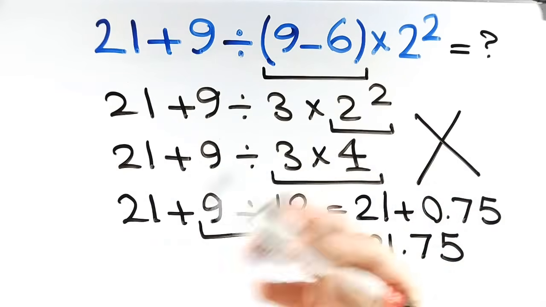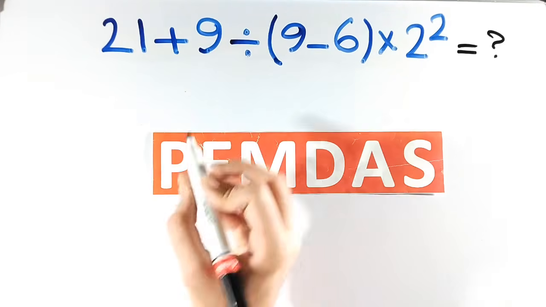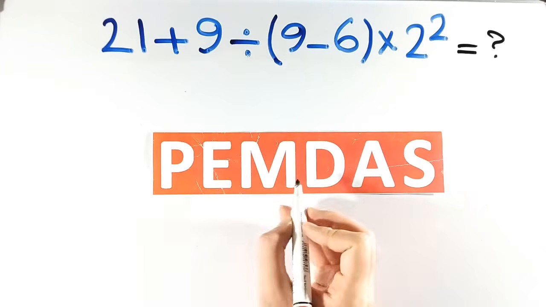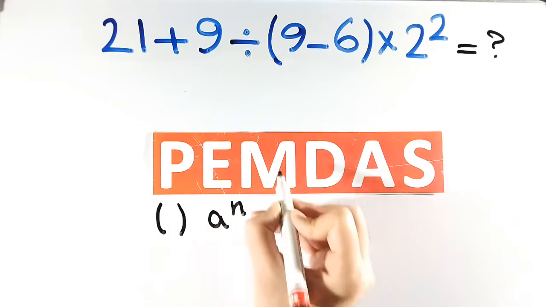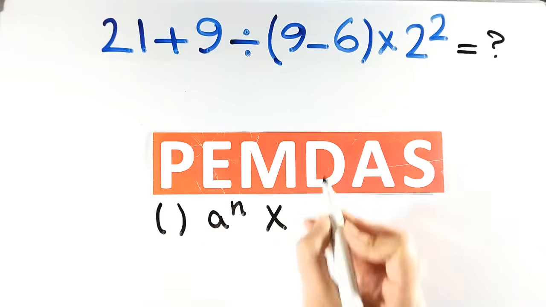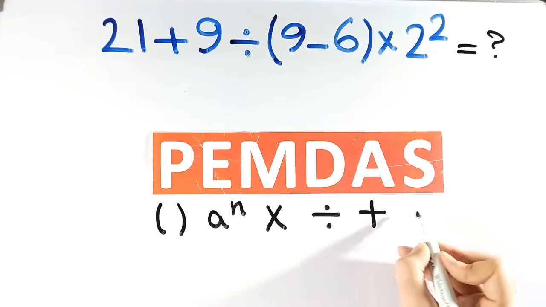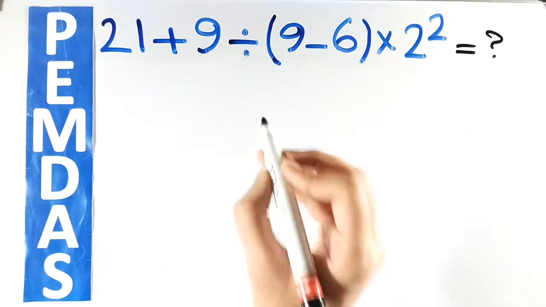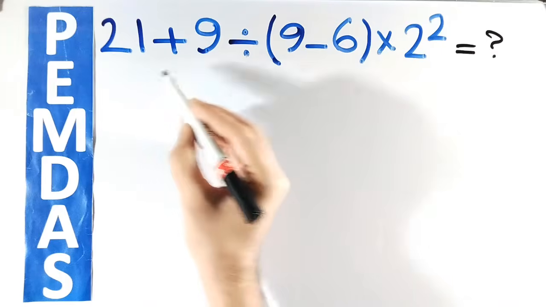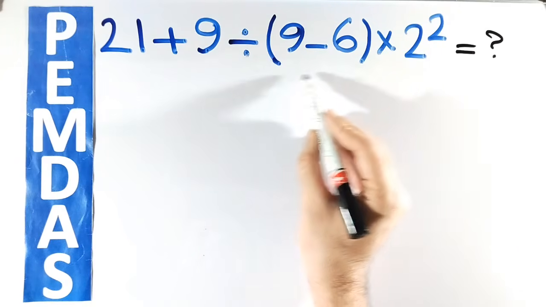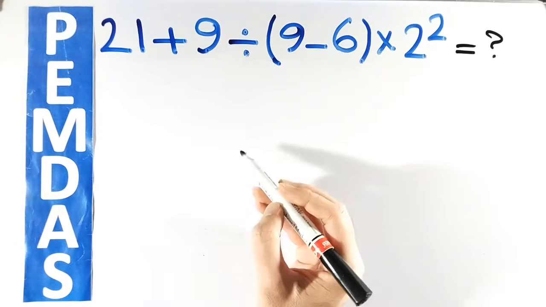Alright, now let me show you how to solve this expression properly. To solve this question, we must follow the PEMDAS rule. In this rule, P stands for parentheses, E stands for exponent, M stands for multiplication, D stands for division, A stands for addition, and S stands for subtraction. As you can see on the screen, in this expression, first we have an addition sign, then a division sign, followed by parentheses, then a multiplication, and finally an exponent.